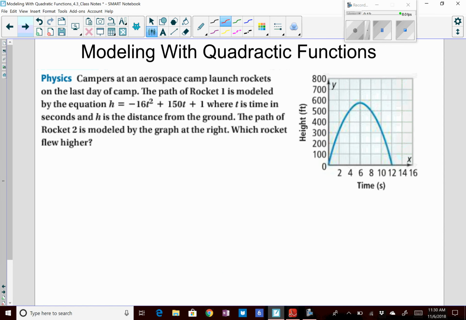Okay, so one more thing. They show us here that campers at an airspace camp launch rockets on the last day of camp. The path of rocket 1 is modeled by this equation. Okay, so that's rocket 1. T is time in seconds. H is the distance from the ground. So H would be the height. The path of rocket 2, shown in the graph at the right. Okay, so here's rocket 2.